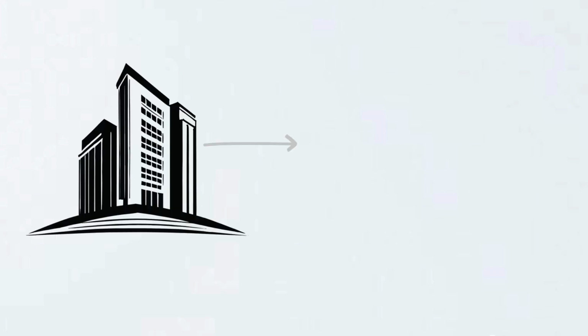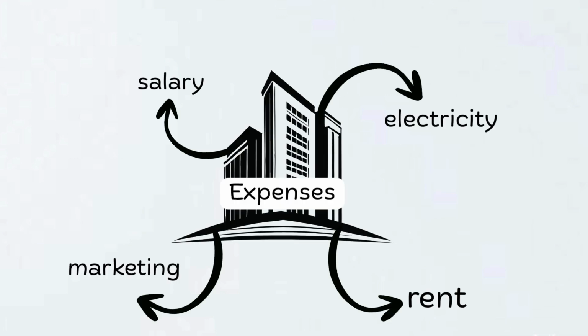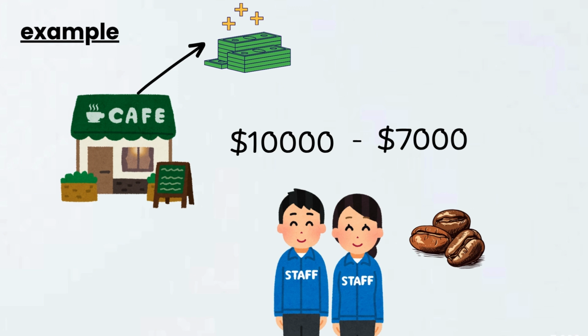2. Expenses. These are the costs a company pays to keep things running. Rent, salaries, electricity, marketing. All of these are expenses. So if your cafe earns $10,000 but spends $7,000 on coffee beans and salaries, that $7,000 is your expense.